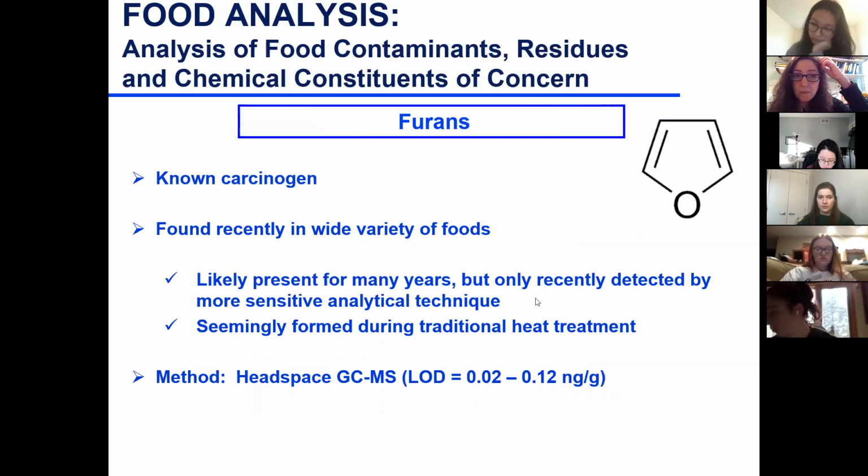Furan, these can be formed during processing, especially at high temperature. They're carcinogens. And again, they can be volatile, so they can be measured by headspace GCMS.